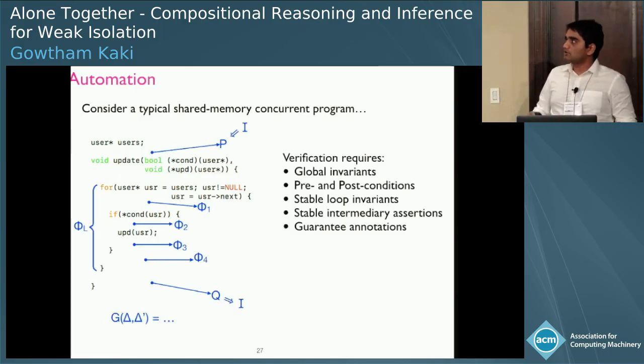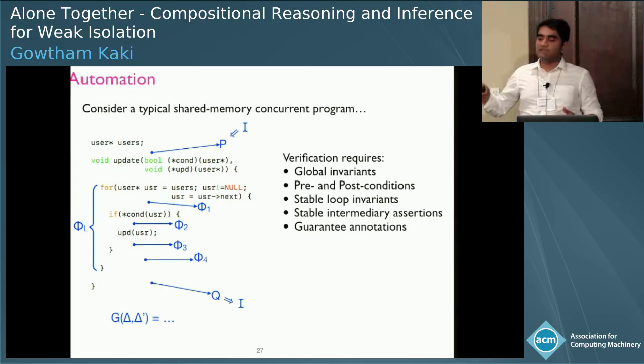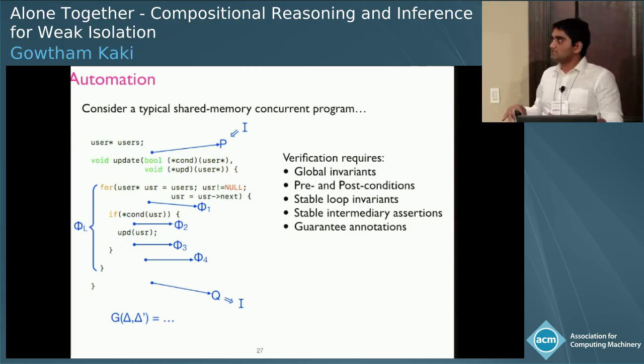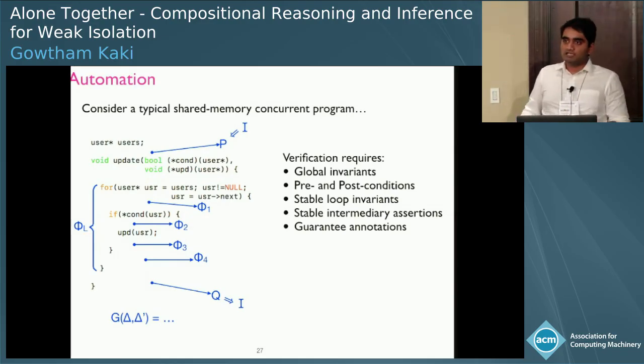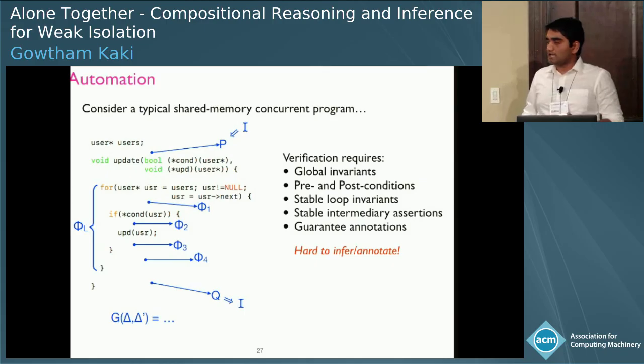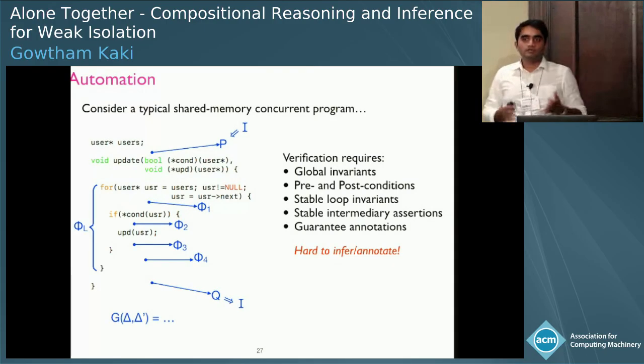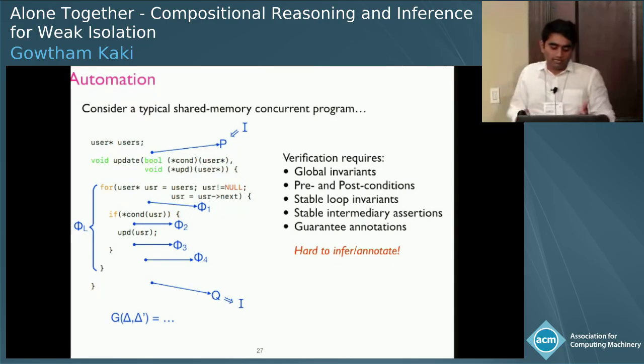But this involves a lot of artifacts such as global invariants, pre and post conditions, stable loop invariants, intermediate assertions, and guarantee annotations, and so on. So in general, the conventional wisdom tells us that these are hard to infer or annotate. So it may not be really productive to think of a concurrent database program, basically a set of concurrent transactions, as a typical shared memory concurrent program.